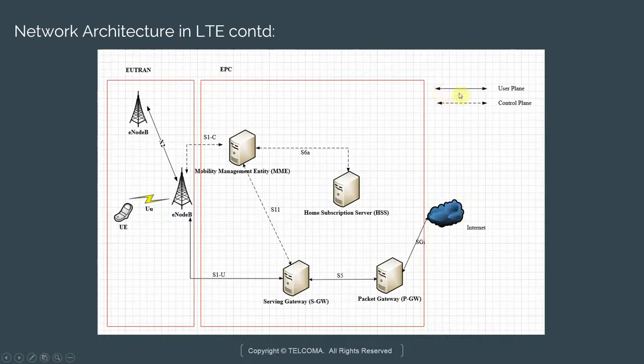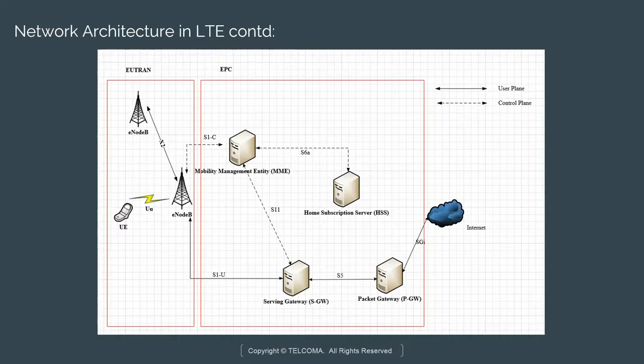Here you may notice there are two kinds of arrows. There is a solid arrow, and then there is a dotted or a broken arrow. The solid arrow represents user plane, and the broken arrow represents control plane. And what we mean by control plane and user plane, let's spend a little time getting familiar with that.